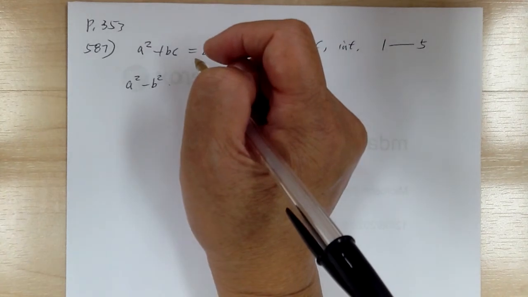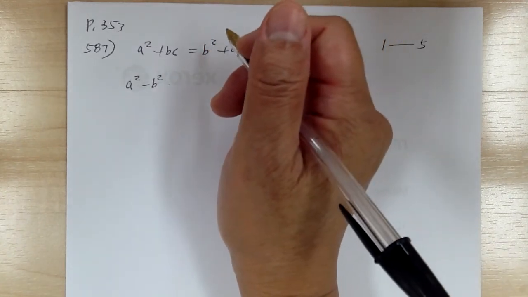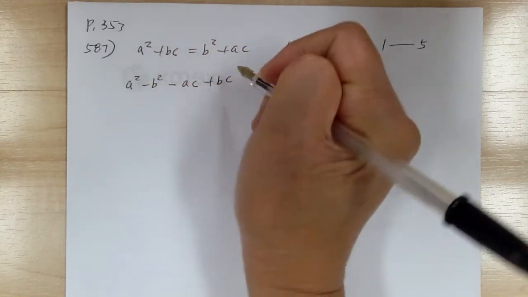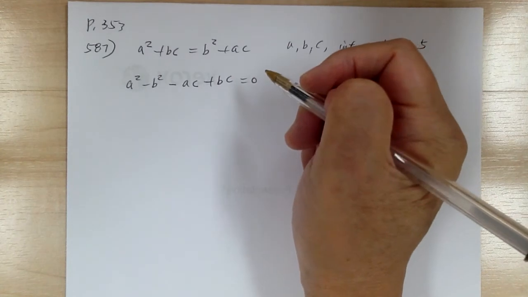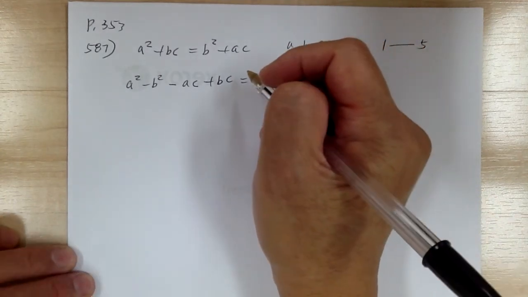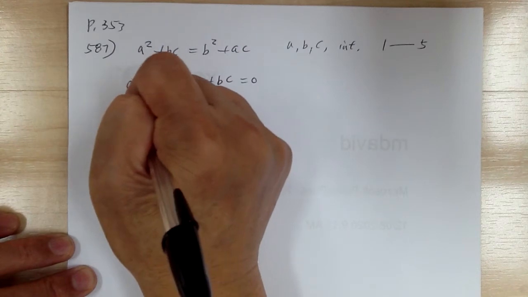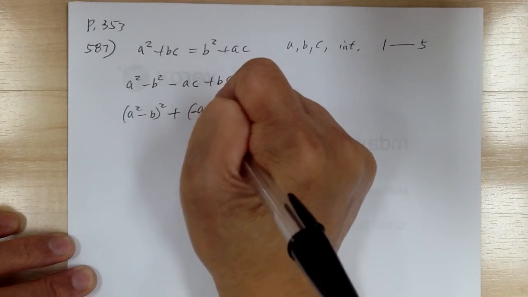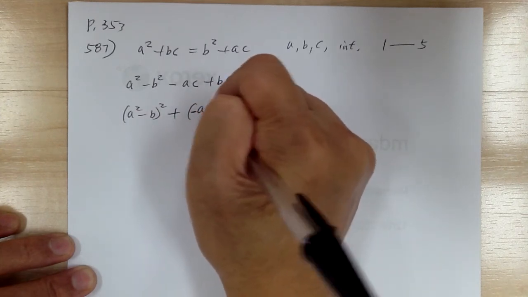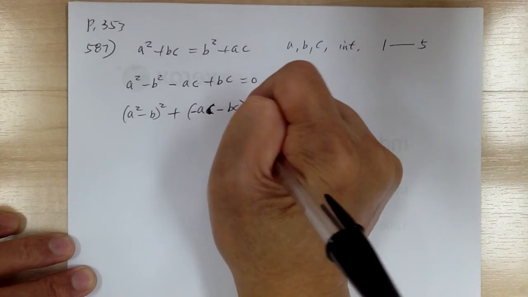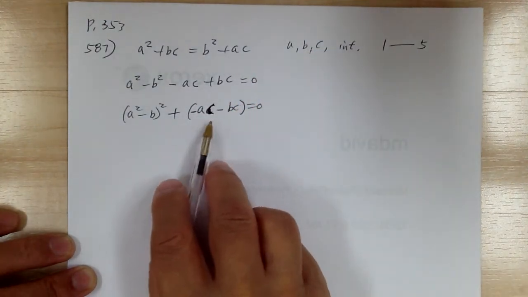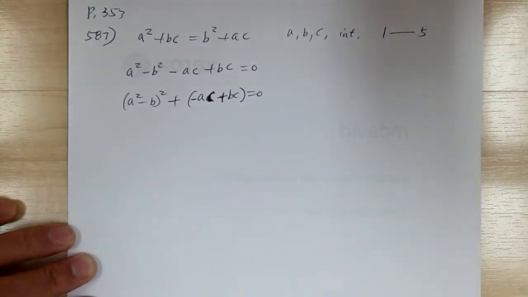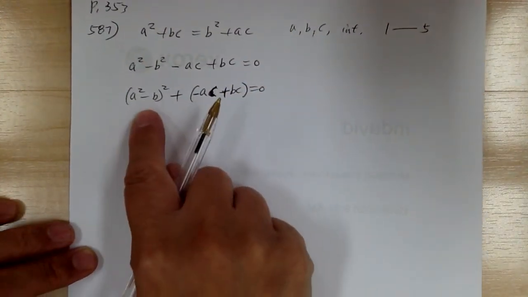Let me double check. And minus AC plus BC equal to 0. Next thing I'm going to do is group. I'm going to group A squared minus B squared and plus negative AC minus BC equal to 0. Again, be careful with this, okay? This is a plus. Then I'm going to start factoring.